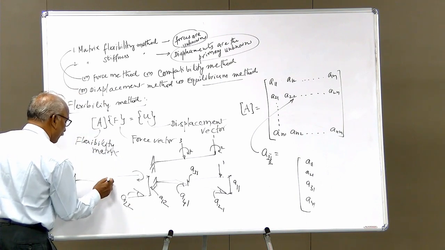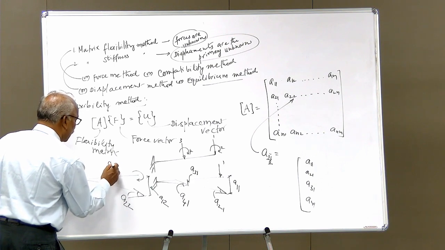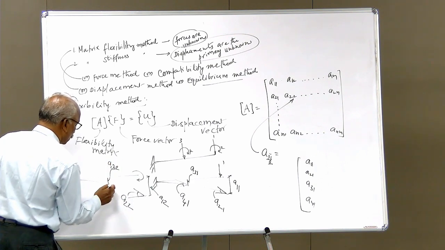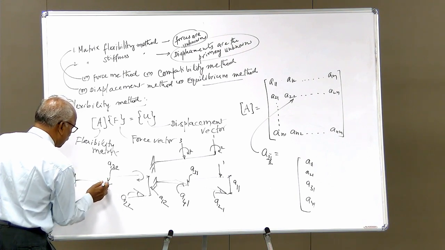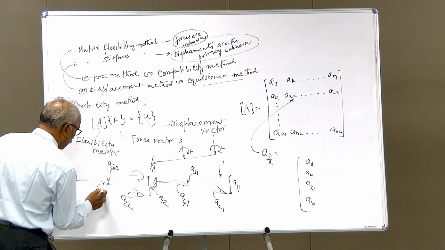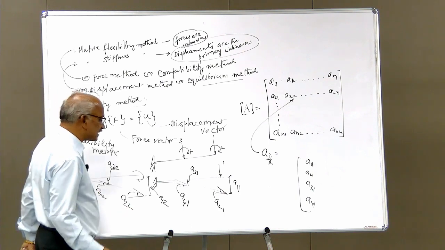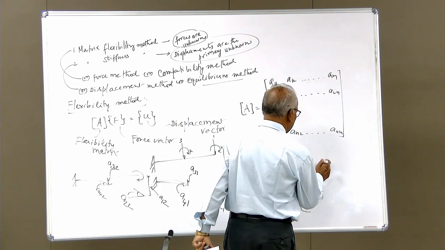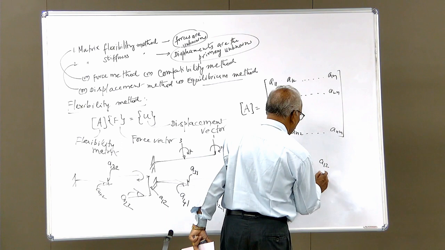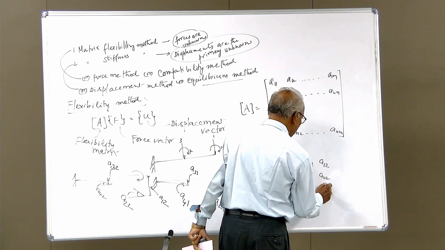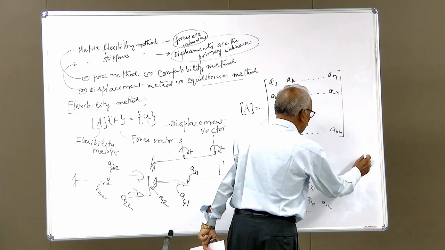Here this displacement is a displacement along coordinate 3 due to unit force along coordinate 2. The rotation here is the displacement along coordinate 4 due to unit force along coordinate 2. So that will give you the second column: A12, the displacement along coordinate 1 due to unit force along coordinate 2, similarly A22, A32, A42. Similarly, you will have to form all the 4 columns.